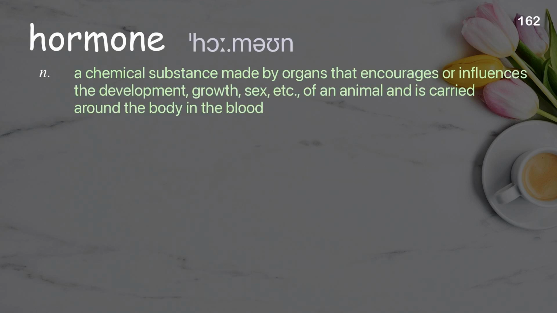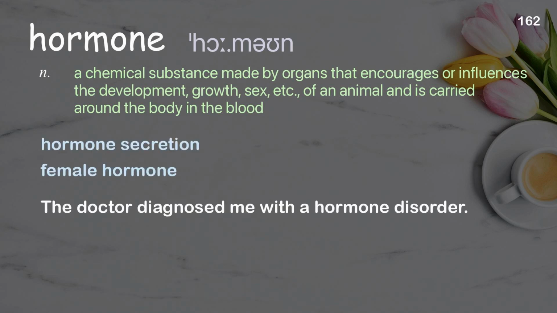Hormone. A chemical substance made by organs that encourages or influences the development, growth, sex, etc., of an animal and is carried around the body in the blood. Examples. Hormone secretion. Female hormone. The doctor diagnosed me with a hormone disorder.